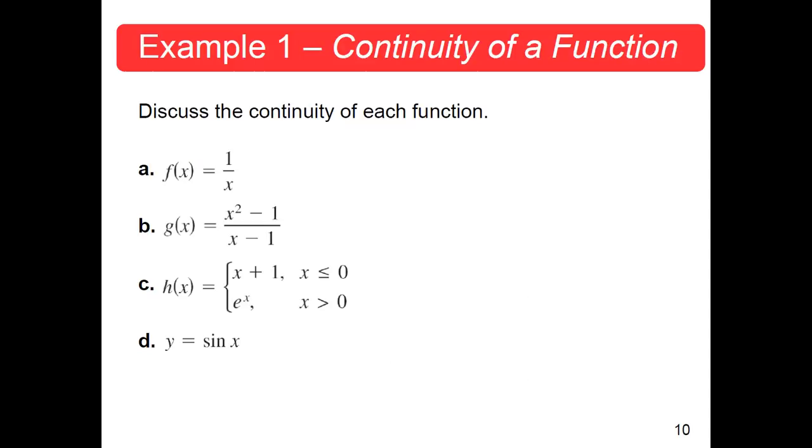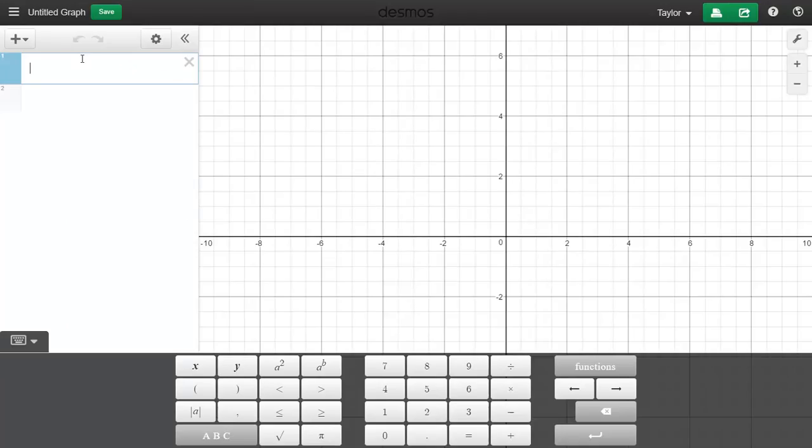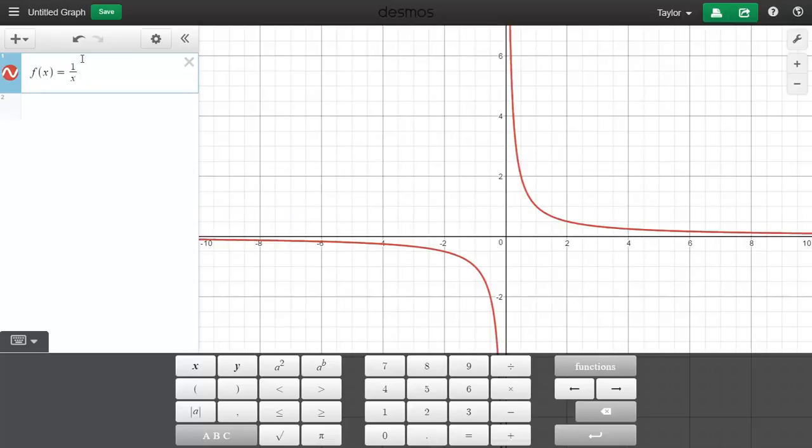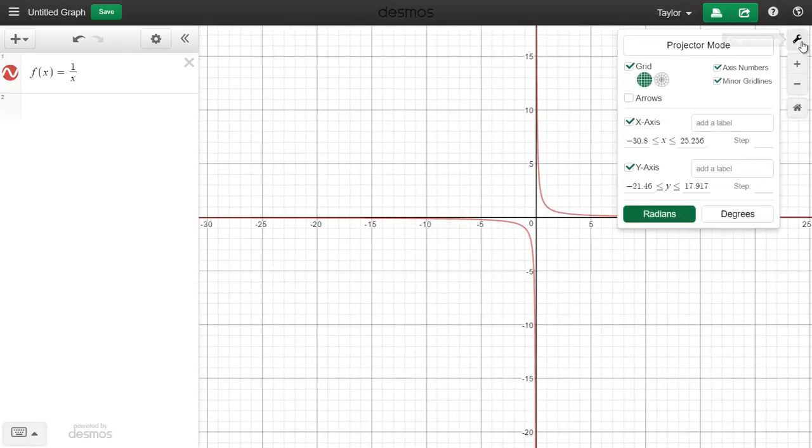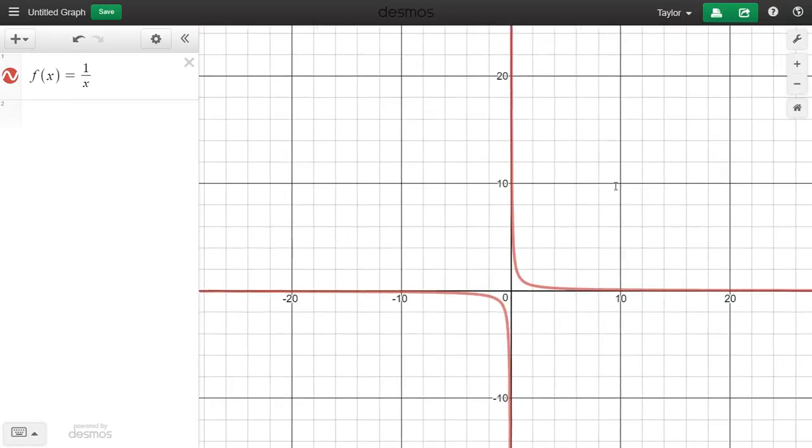Okay, let me jot these down real fast, and then I'll pull up our graphing program, and we will see what happens here. Let's look at f of x equals 1 over x. Zoom out a little bit. Maybe let's darken this. There we are.